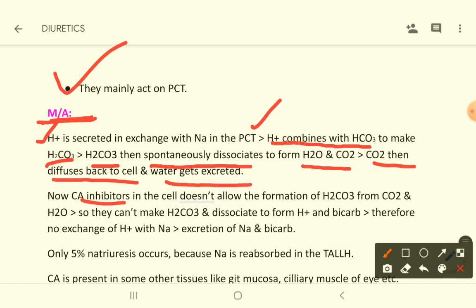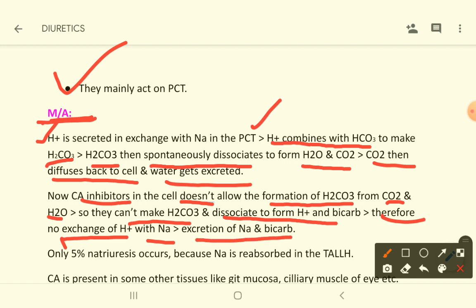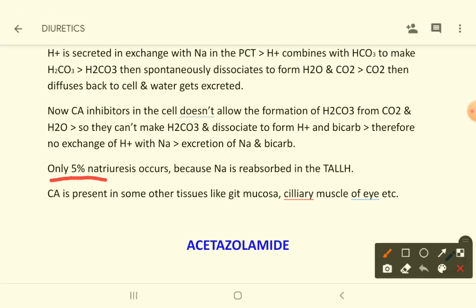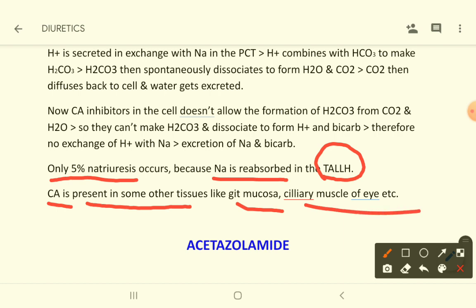Now carbonic anhydrase inhibitors in the cell do not allow the formation of carbonic acid from carbon dioxide and water, so they cannot make carbonic acid and dissociate to form proton and bicarb. Therefore no exchange of proton with sodium, and there is excretion of sodium and bicarb. But this is a very less efficacious drug. Only 5% natriuresis occurs because sodium is reabsorbed in the thick ascending limb of loop of Henle, and carbonic anhydrase is present in some other tissues like GIT mucosa, ciliary muscle of eye, etc.